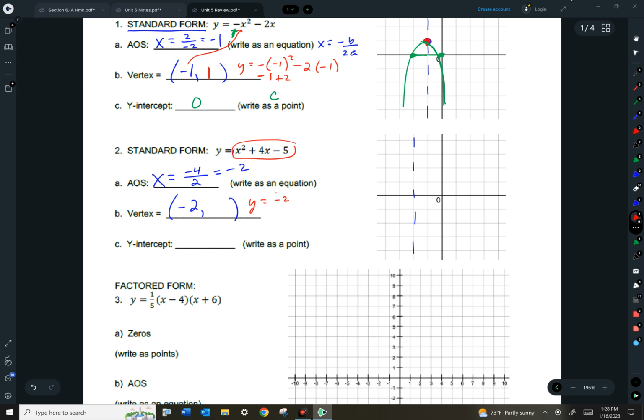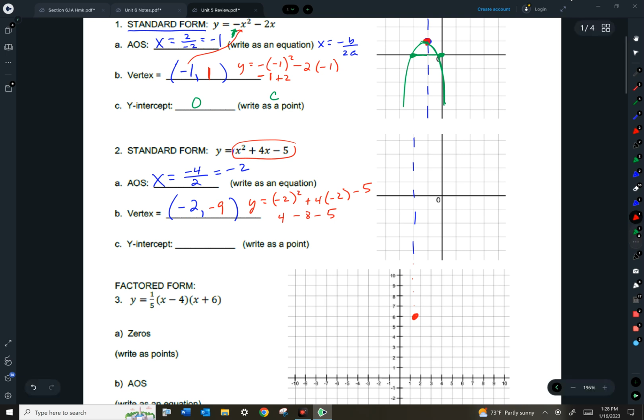So I've got negative 2 squared plus 4 times negative 2 minus 5. So that's going to be positive 4 minus 8 minus 5. So let's see, negative 9. So my y coordinate is negative 9. So negative 2, 1, 2, 3, 4. I know it's going to go off the graph. We'll just estimate. 5, 6, 7, 8, 9. We'll say it's way down here.